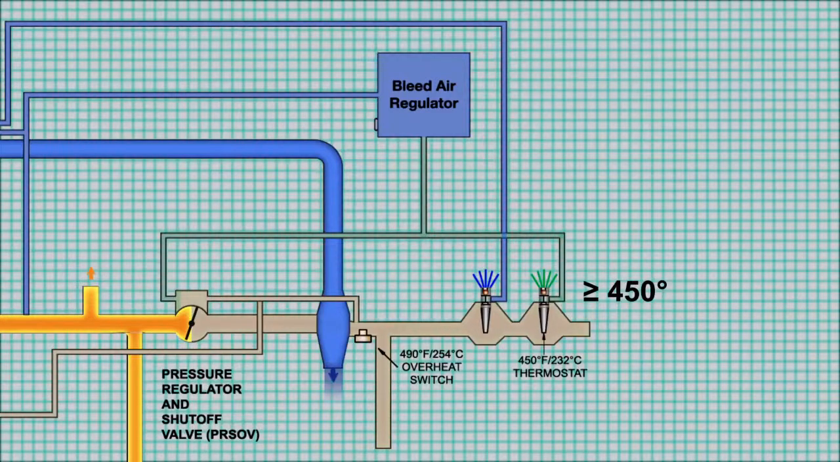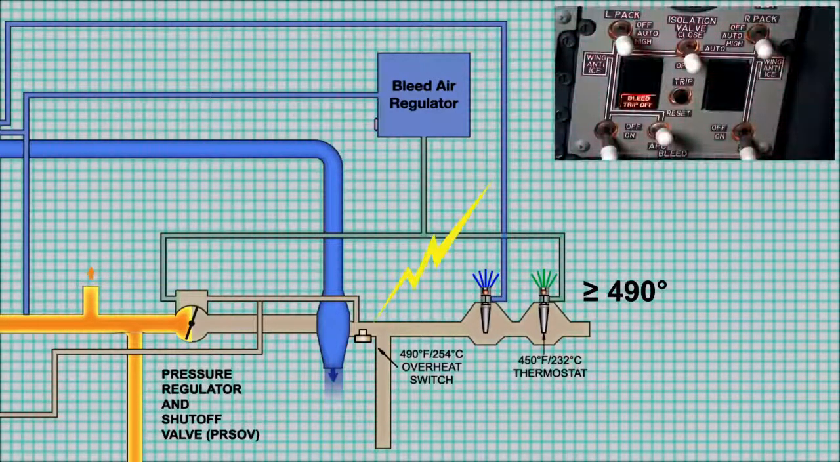If the temperature reaches 490 degrees Fahrenheit, the 490 over temperature switch will close the PRSOV and the bleed trip light will come on.